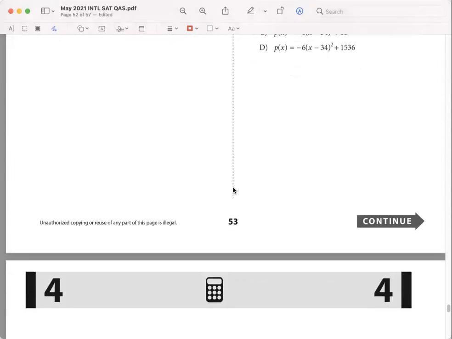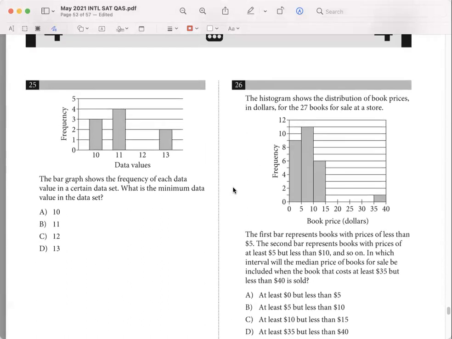So that's done. Question 25, the bar graph shows the frequency of each data value in a certain data set. What is the minimum data value in the data set? So the minimum data value is 10, right? 10 occurs 3 times. So if I had to write this as a list, I would write 10 3 times, 11 4 times, and 13 2 times. So the minimum value is 10.